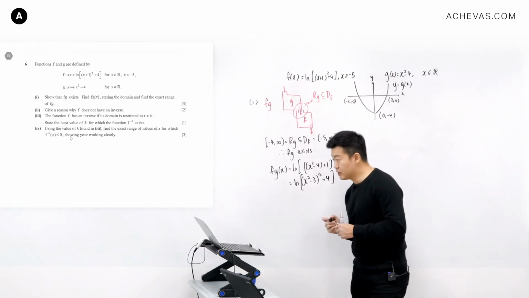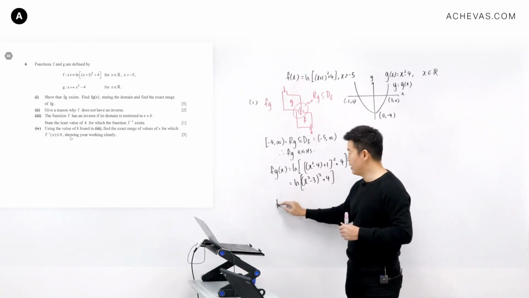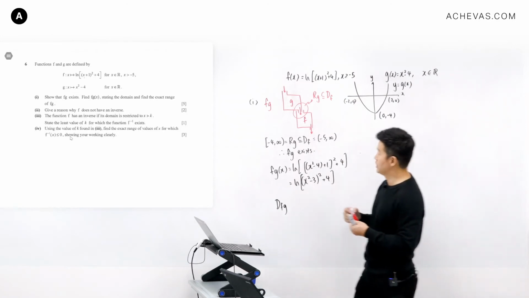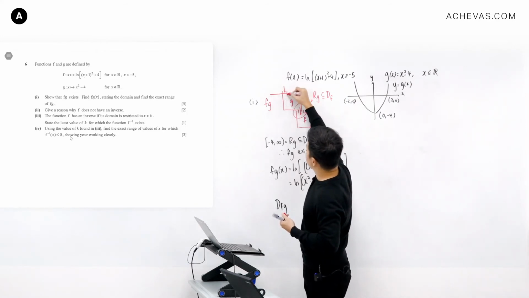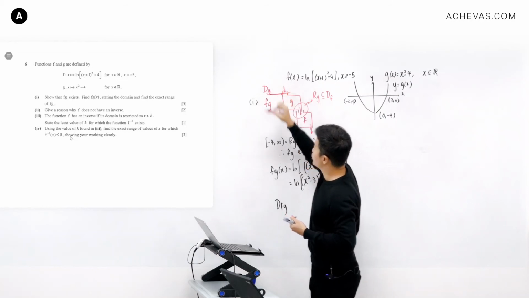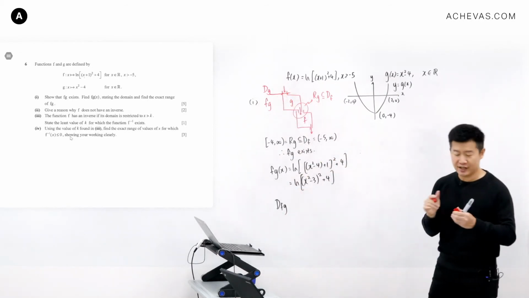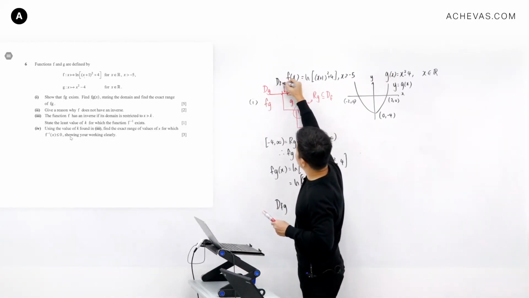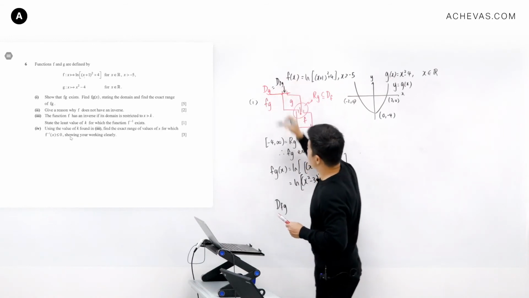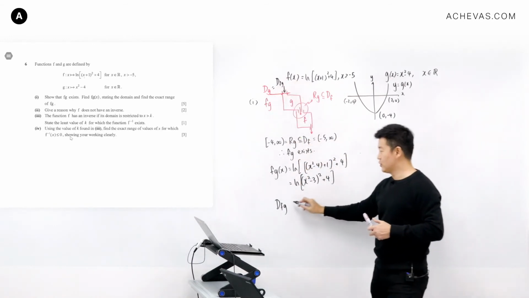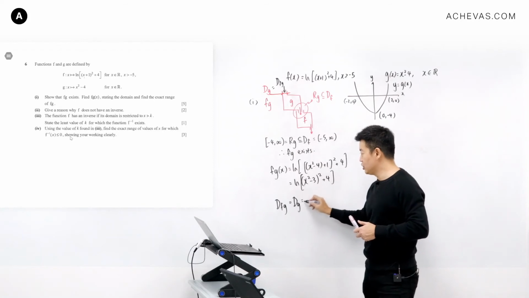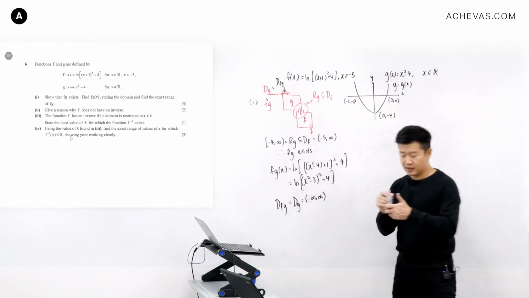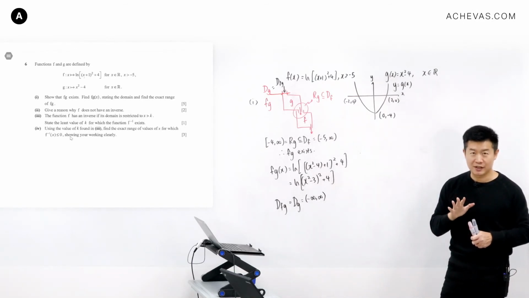And we also want to quote the domain of fg. The domain of fg depends on what can go into the composite function, and it is restricted by the domain of g. So what is the largest set of values that can go into the composite function, which gives us the domain of fg? It is going to be the same as the domain of g, and the domain of g is all real numbers, from minus infinity to infinity.